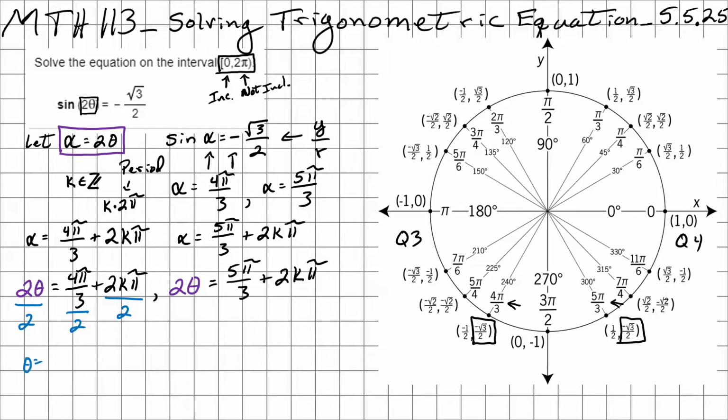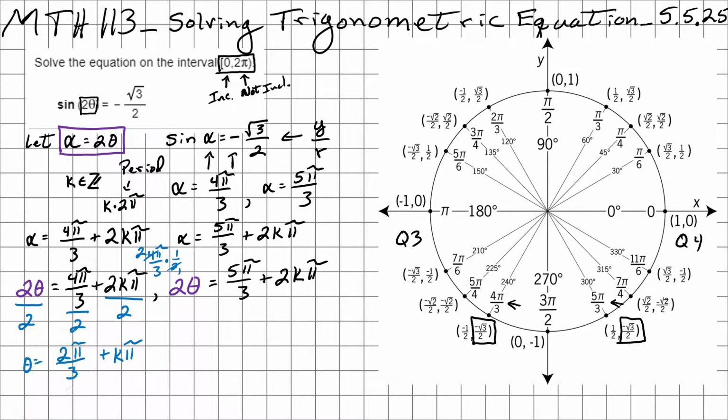2 theta divided by 2 is simply theta, and 2k pi divided by 2 is simply k pi. But what is 4 pi over 3 divided by 2? Well, if I divide by a number, that's the same thing as multiplying by its reciprocal. So I'd end up with 4 pi over 3 times 1 over 2. The 2 in the denominator will divide out with the 2 in the numerator, leaving me with 2 pi over 3. So theta will be equal to 2 pi over 3 plus some integer multiple of pi.